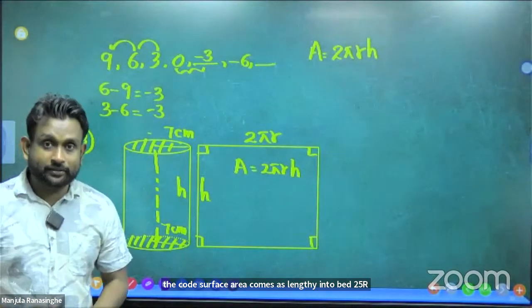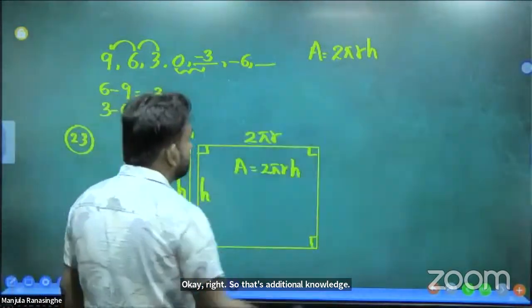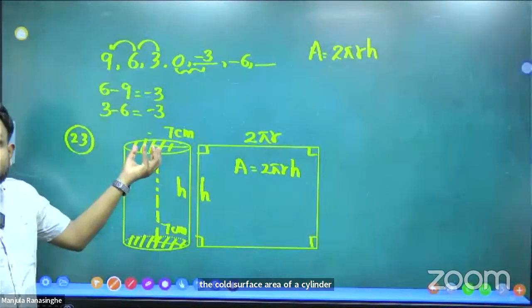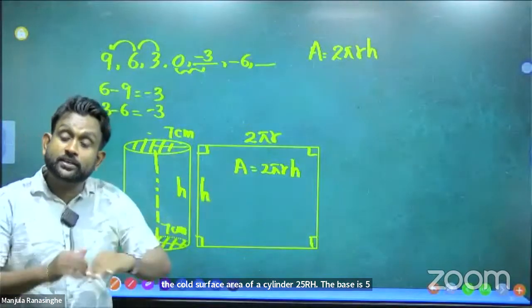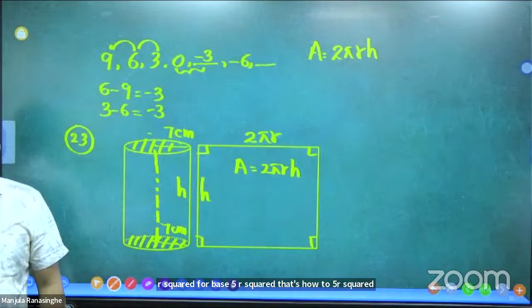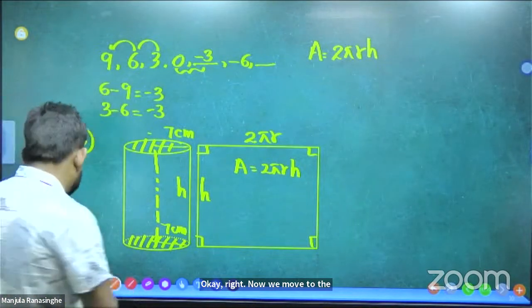Okay, right. So that's additional knowledge. The curved surface area of a cylinder, 2πrh. The base is πr squared, top is πr squared. That's how 2πr squared plus 2πrh is the total surface area. Okay, right. Now we move to the 24th. That is very easy. Just theory questions.